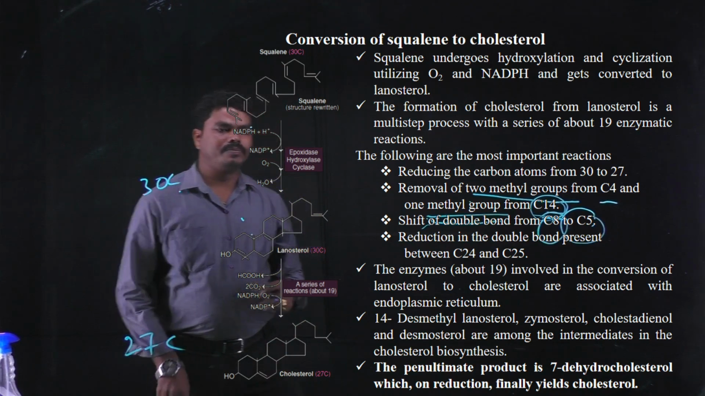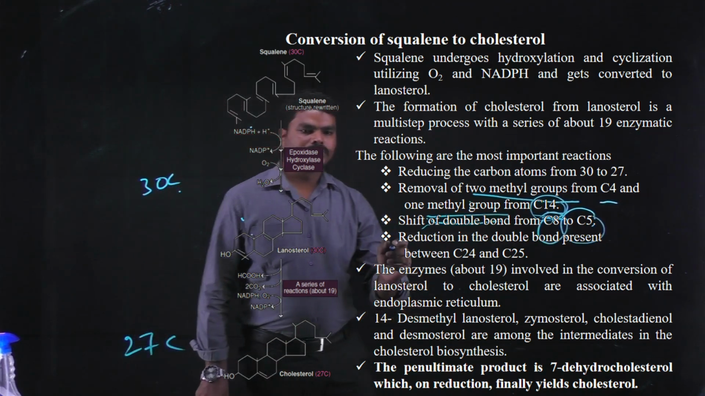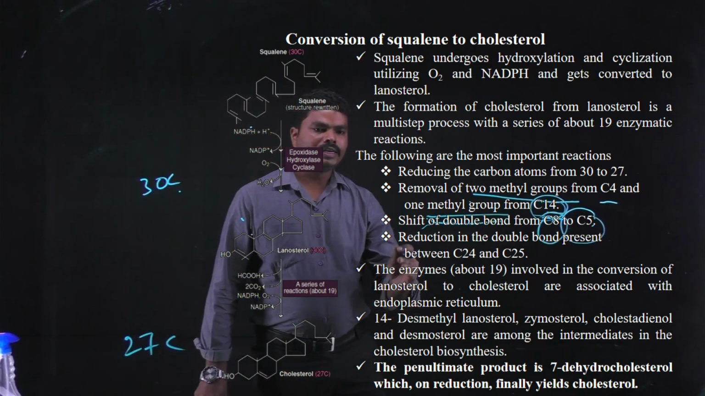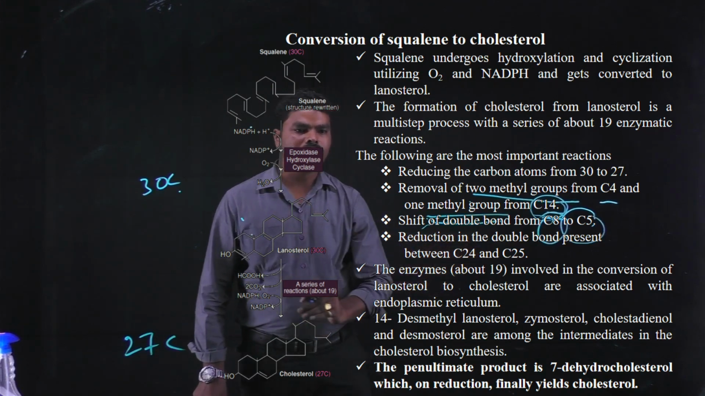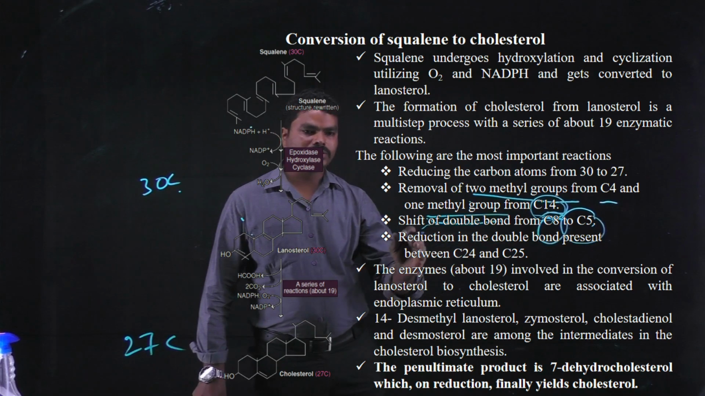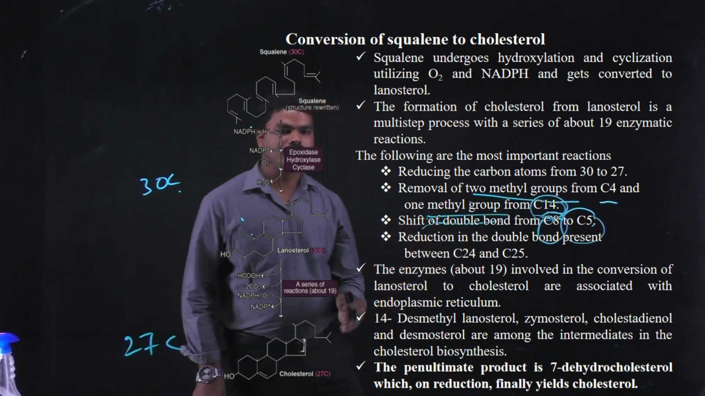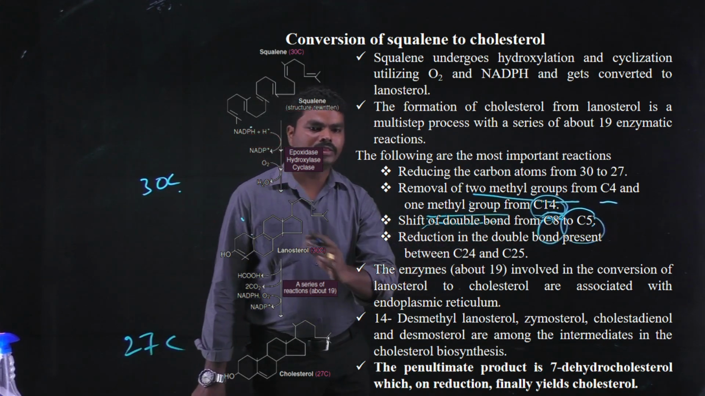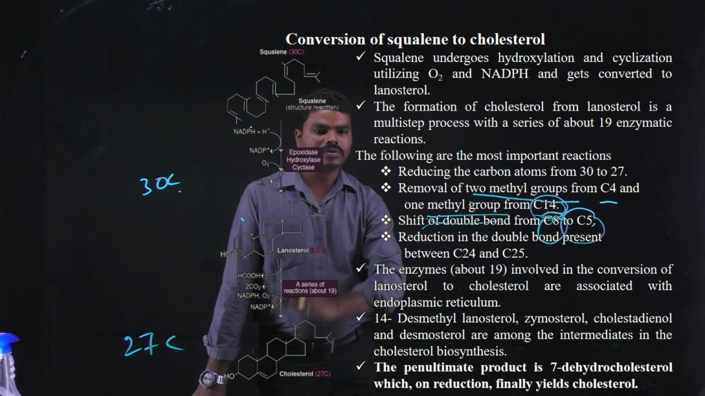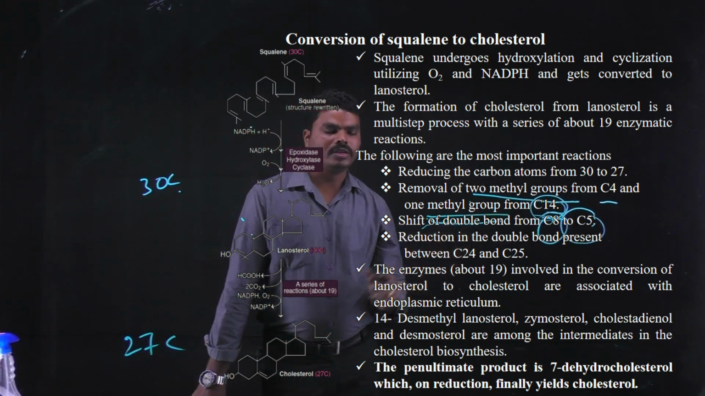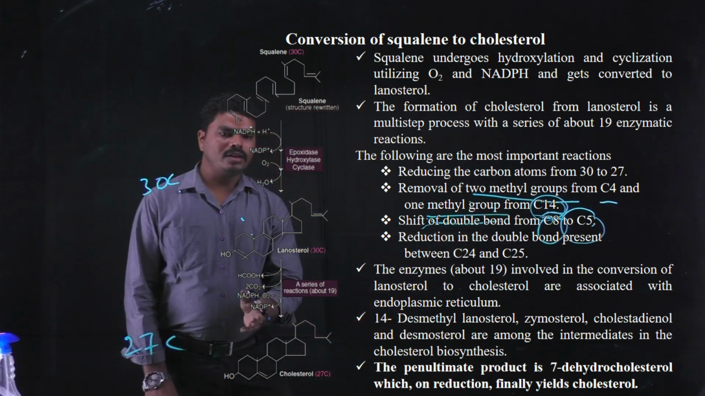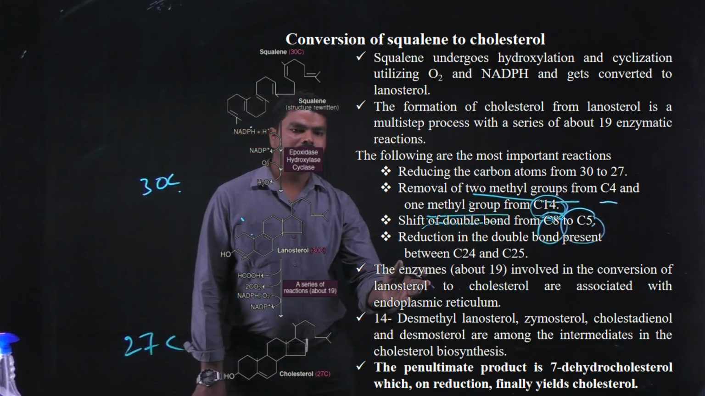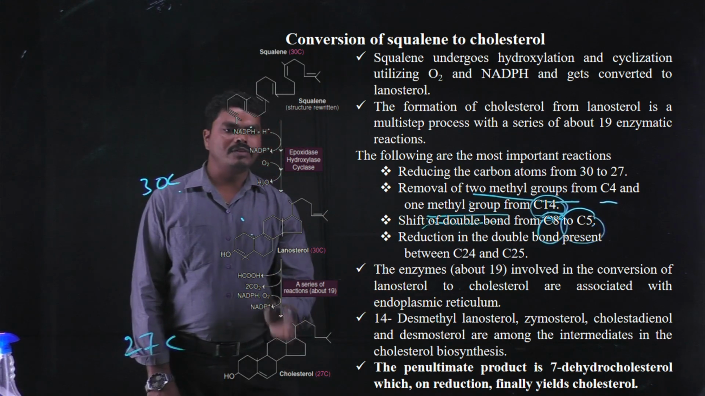The 19 enzymes involved in the conversion of lanosterol to cholesterol are associated with the endoplasmic reticulum. So all the enzymes involved in the conversion of lanosterol to cholesterol are associated with the endoplasmic reticulum.